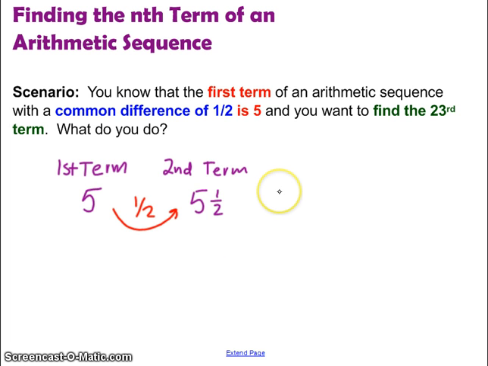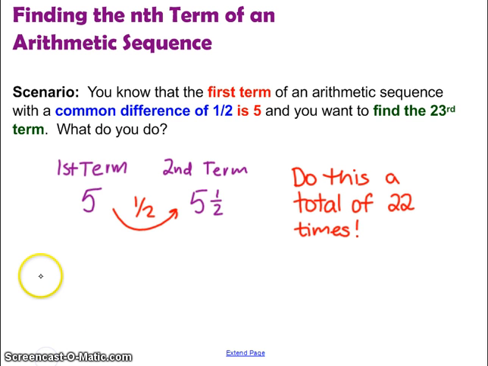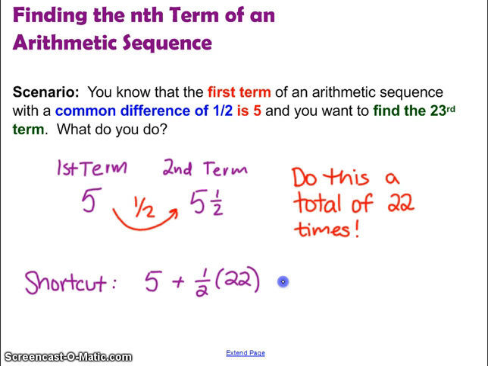And it would take that long because you have to add a half, not just once or twice, but you have to do it a total of 22 times. So a shortcut that you could take, and this is the way that people typically do it, is you could just take that first term 5 and you could add a half times 22, because instead of adding a half 22 single times, you could just add a half times 22.